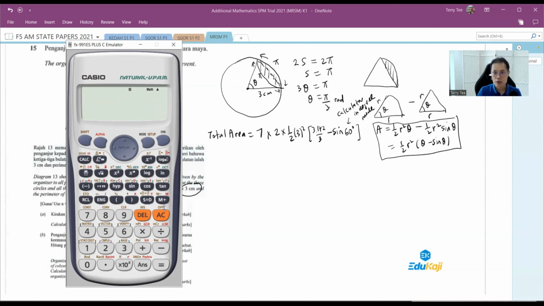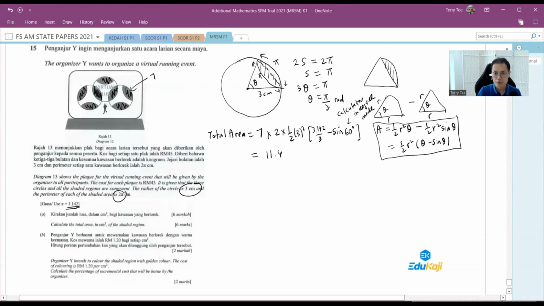So now I'm going to do it in one shot. We can actually calculate. The half and 2 can cancel, left with 7. You multiply by 9, because 3 squared is 9. I multiply with 3.142 over 3. Then I minus sine 60. Close bracket. There you go, 11.42. So your total area is 11.42. It's actually very, very short, right? For 6 marks, because I do everything in one shot. So that is part A.